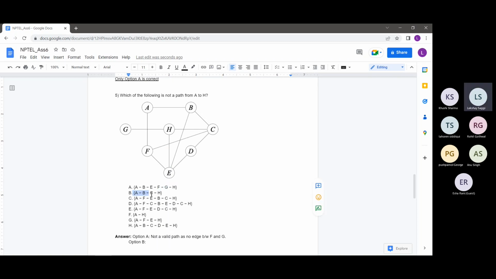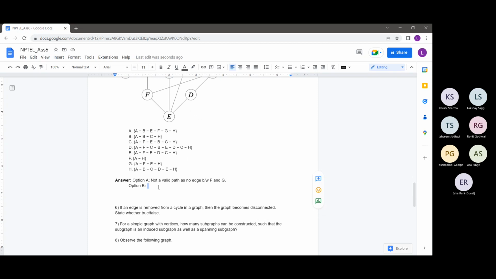Now going to option B, which is A, B, C, H. We can go from A to B, since this is an edge, then from B to C, then from C to H. Here all the vertices visited were distinct: A, B, C, H, and every consecutive pair had an edge between them, and we started at A and ended at H. So this is a path from A to H. This is a valid path.